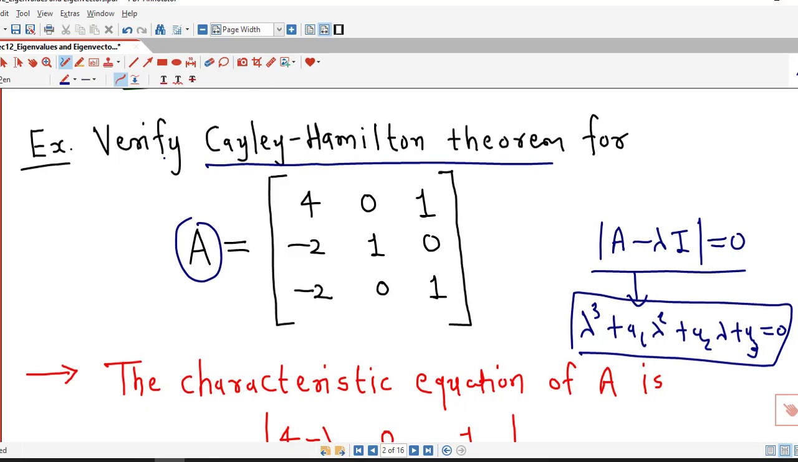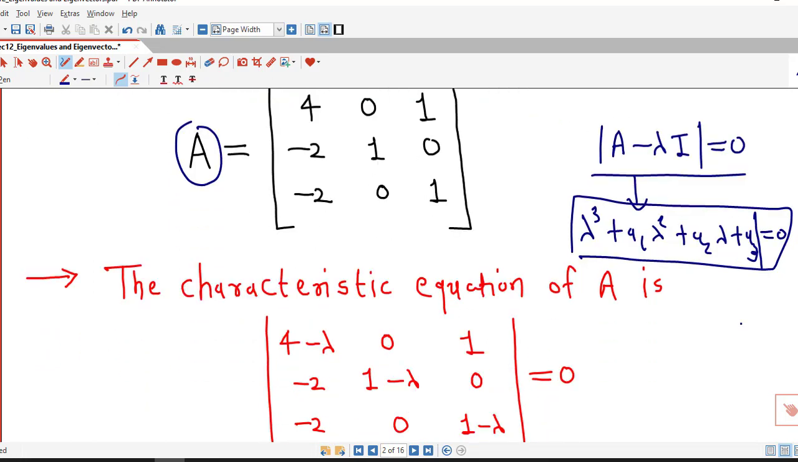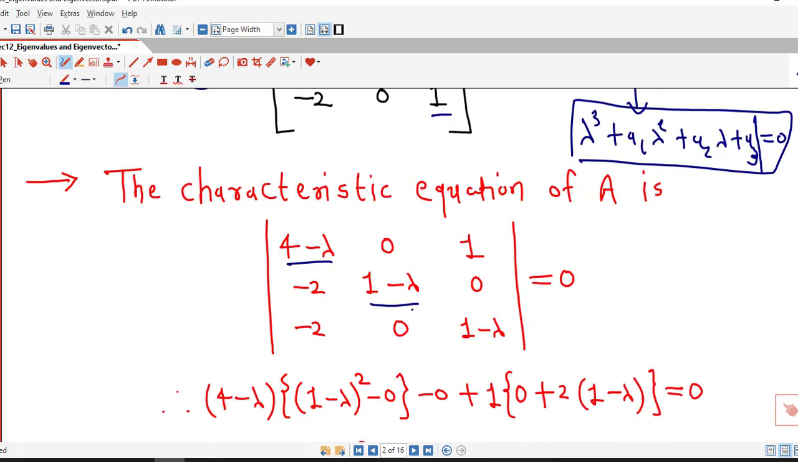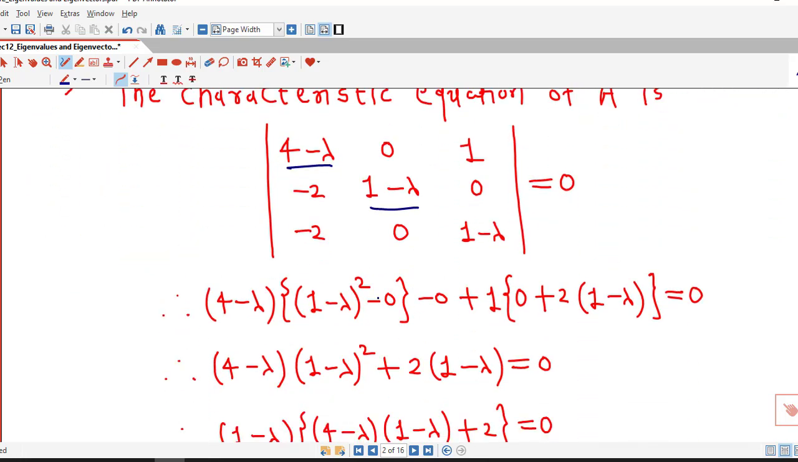But because we are asked to verify the Cayley-Hamilton theorem, we will calculate this left hand side by replacing lambda by A, and we will check whether we are actually obtaining the zero matrix or not. So first we start with the characteristic equation of the given matrix. So it is determinant of A minus lambda I equal to 0. This determinant we can obtain by subtracting lambda from the diagonal, and we keep other entries as they are, and we simplify this determinant on the left hand side.